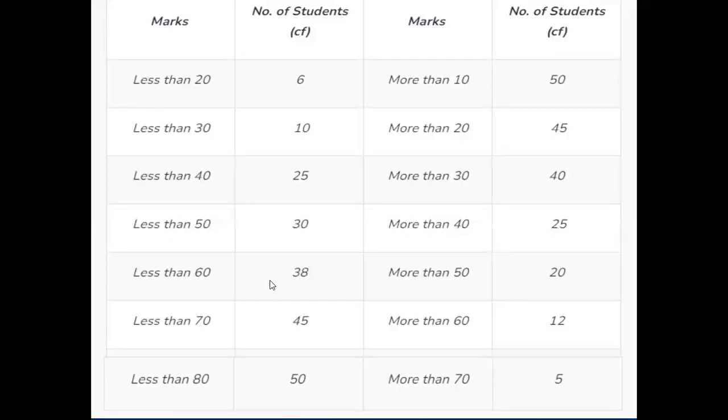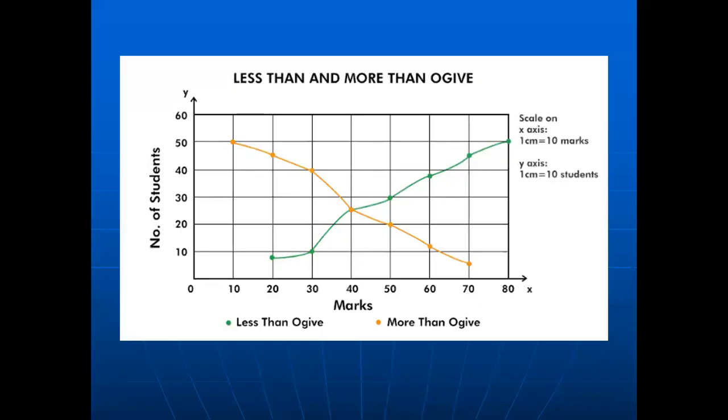So remember this one. The upper limit against the increasing cumulative frequency, and lower limit against the decreasing cumulative frequency. Now it comes decreasing because from the bottom we are going to add the frequencies to the top. And this is how you get the less than and more than Ogive curve.